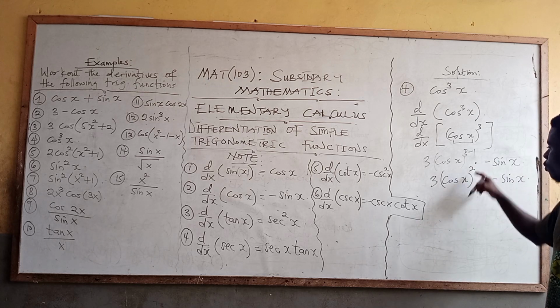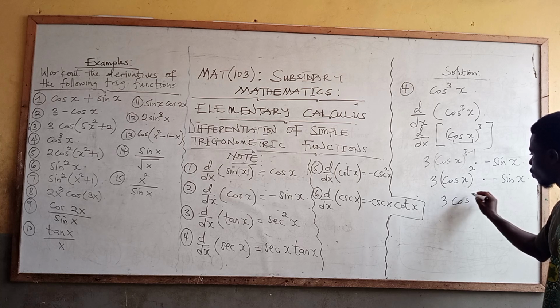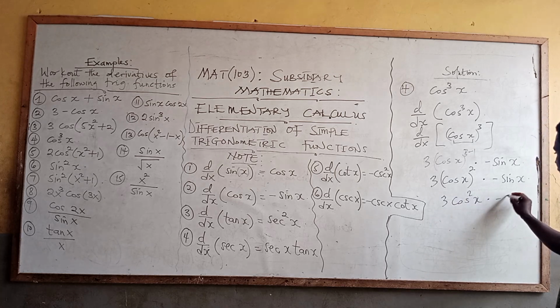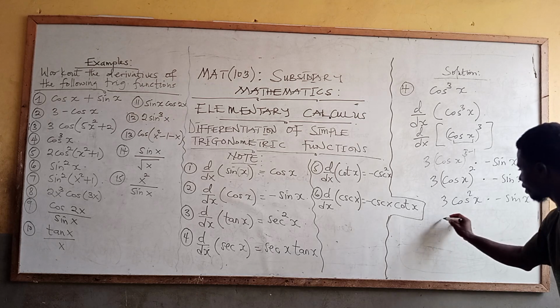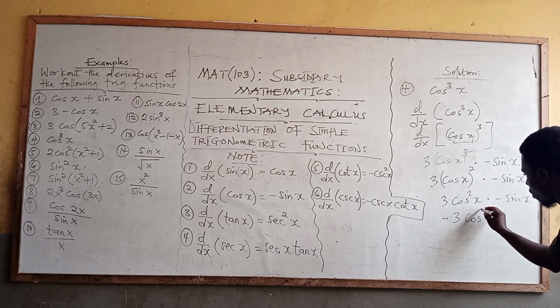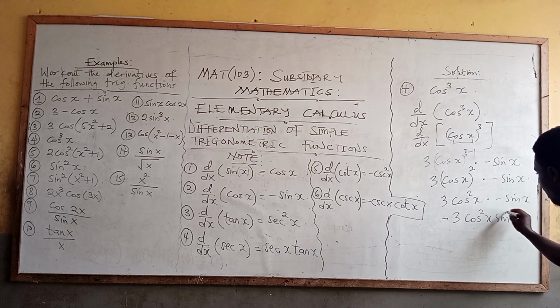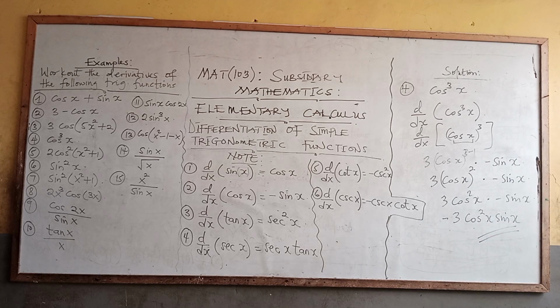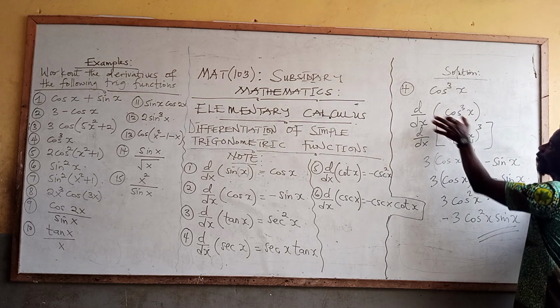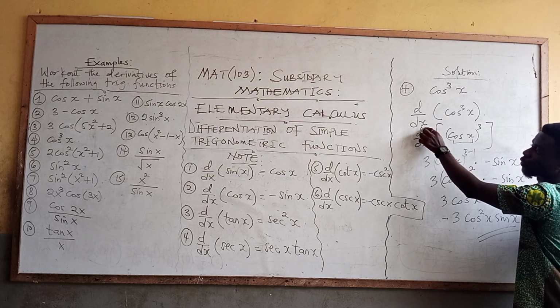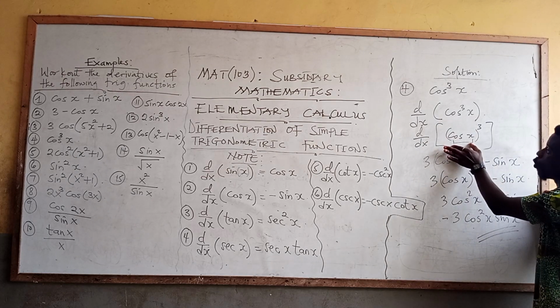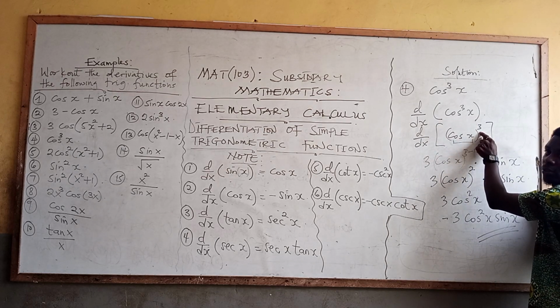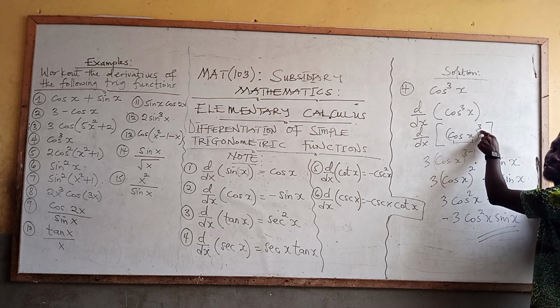Now cos x all to the power of 2 can be written as cos squared x times minus sine x. Now with this, I can write it as negative 3 cos squared x sine x. That's how it is. Again, I differentiate cos cubed x with respect to x. And this cos cubed x can be written as cos x or exponent 3.